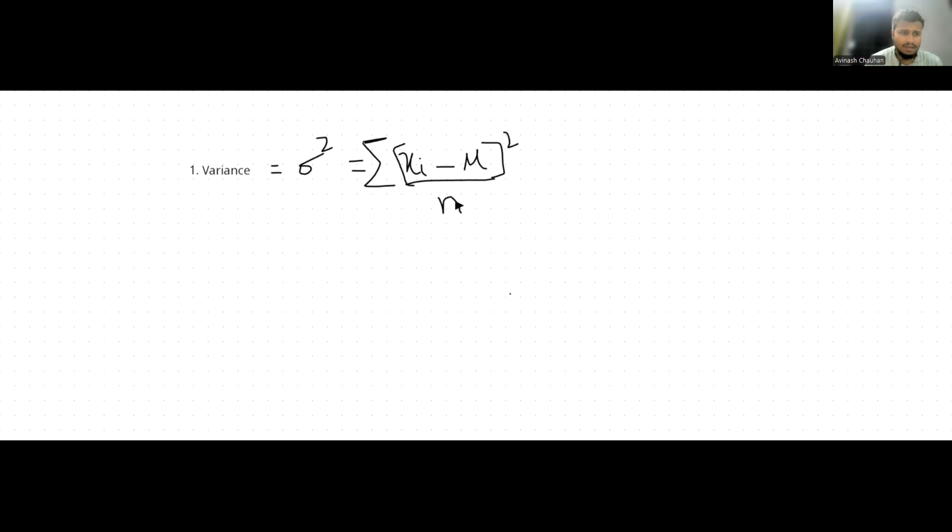And my second thing is standard deviation. So what is the formula for standard deviation here? Basically, standard deviation we can call the under root of variance. We can also call it the square root of variance.